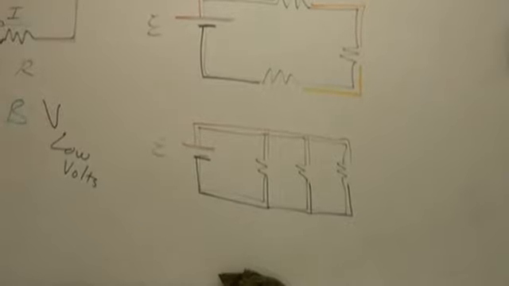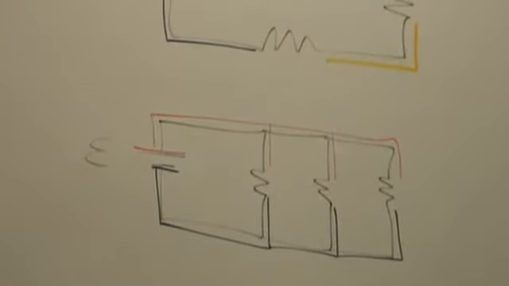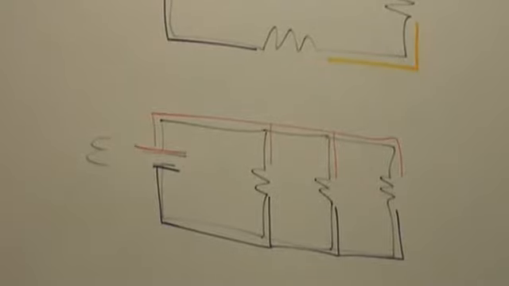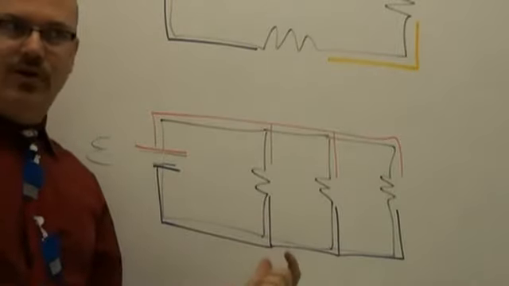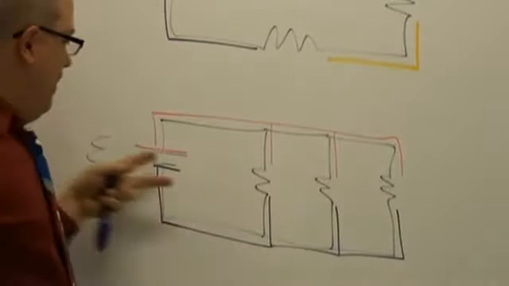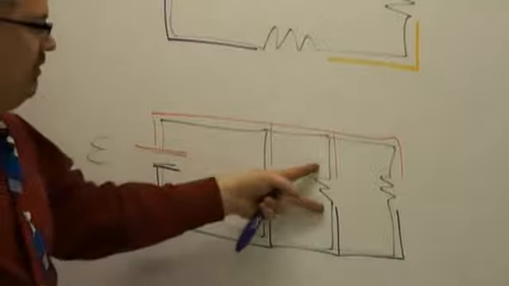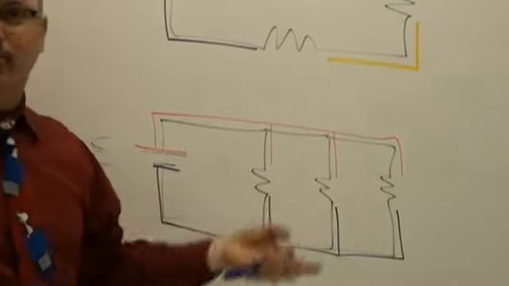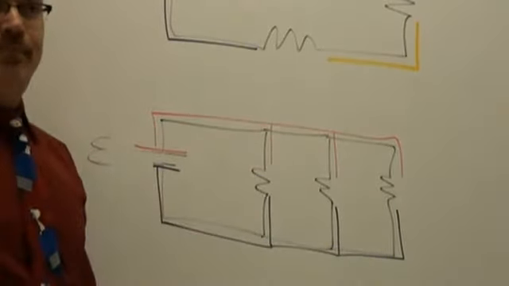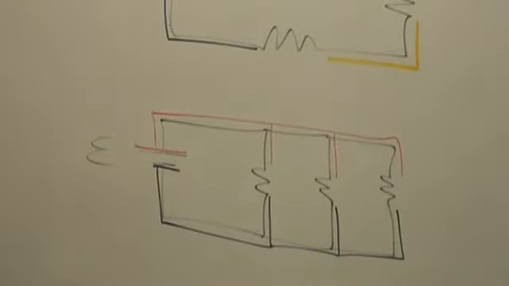Parallel is actually quite boring. It looks kind of exciting when you first draw it, because there are all these different resistors hooked up differently. But as far as voltage goes, it's all the same. You see the voltage here? You see the voltage here? It's all red to purple. It's all the same every time.